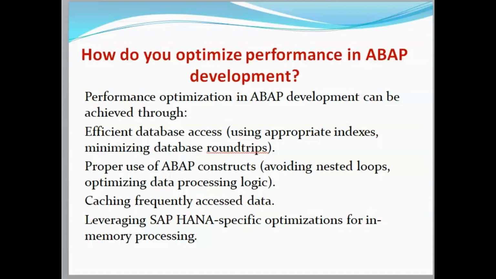How do you optimize performance in ABAP development? Performance optimization in ABAP development can be achieved through efficient database access using appropriate indexes, minimizing database round trips, proper use of ABAP constructs, avoiding nested loops, optimizing data processing logic, caching frequently accessed data, leveraging.